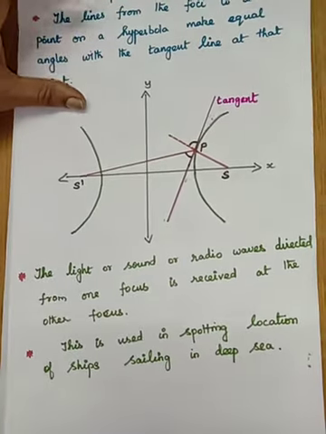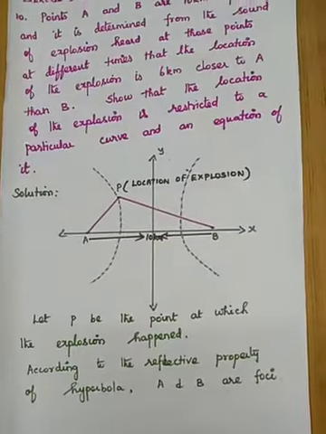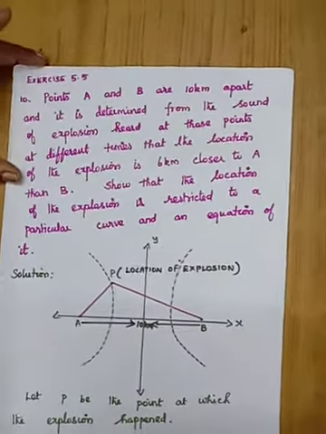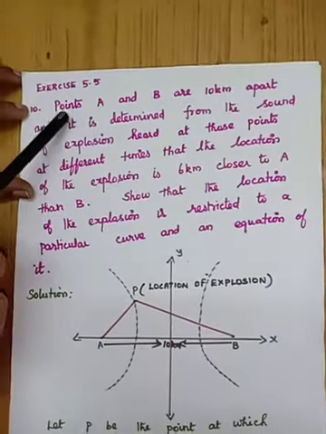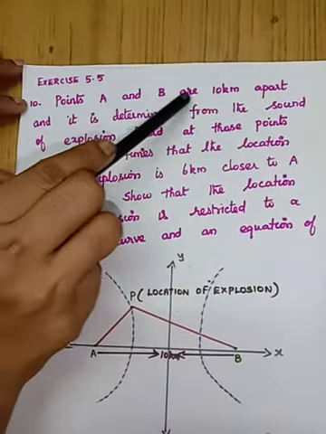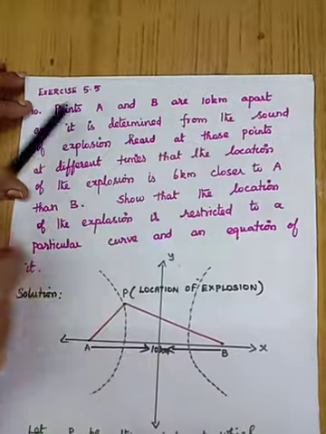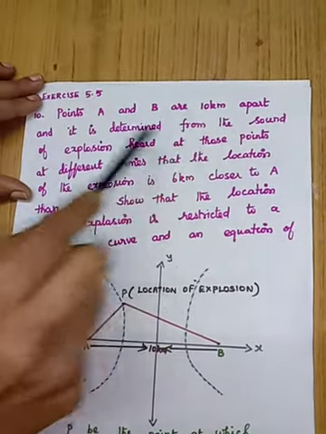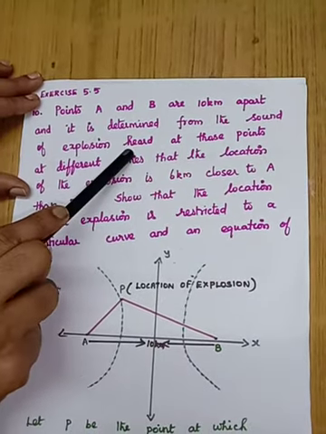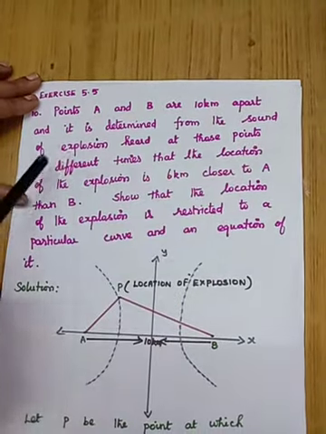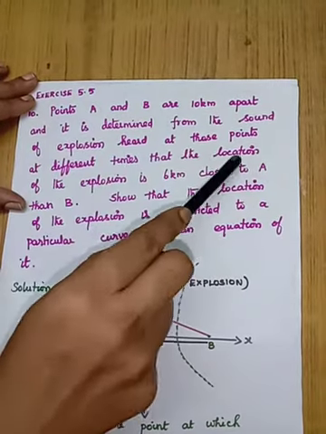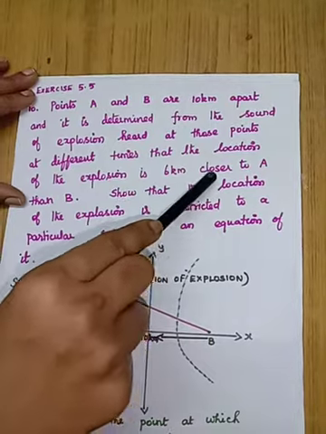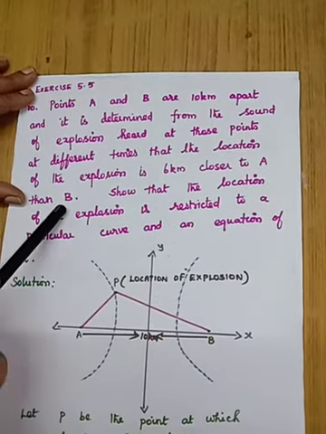Using this property, we are going to do the problem, exercise 5.5, 10th problem. See that. Points A and B are 10 kilometer apart, and it is determined from the sound of an explosion heard at those points at different times that the location of the explosion is 6 kilometer closer to A than B.